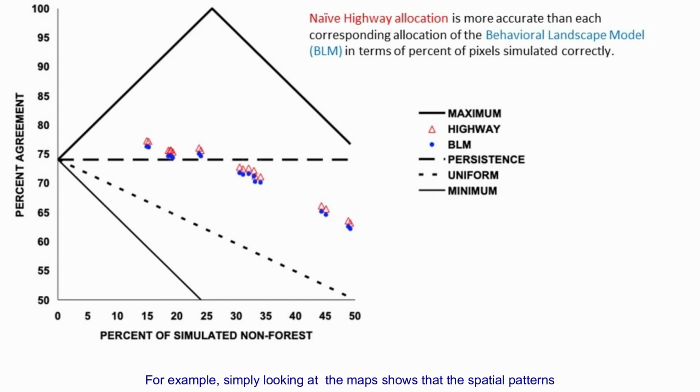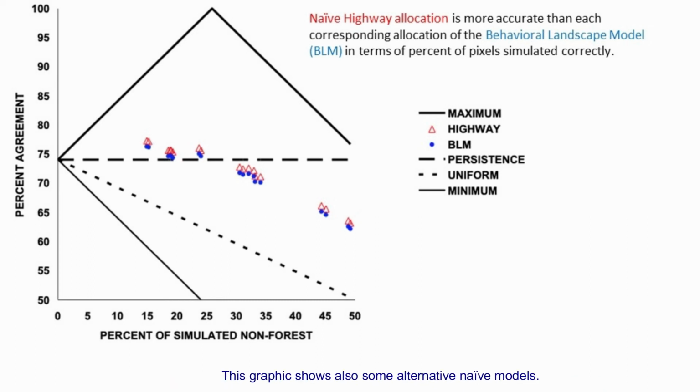For example, simply looking at the map shows that the spatial patterns in the behavioral landscape model match the pattern of deforestation along the roads perpendicular to the highway better than the highway model would portray. This graphic shows also some alternative naive models.